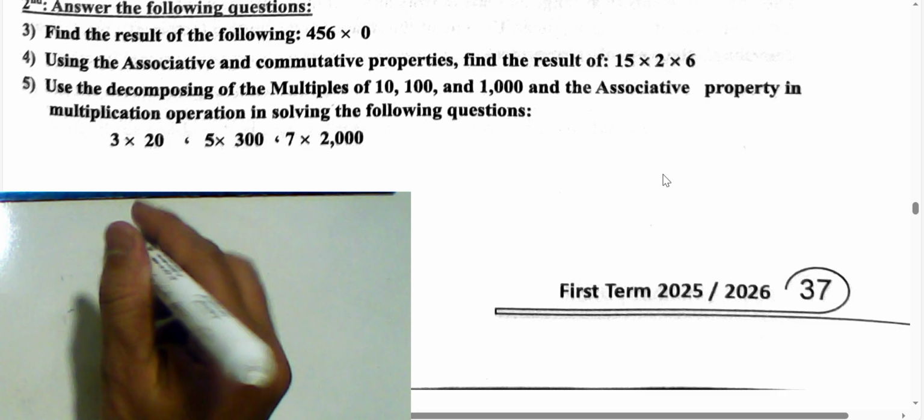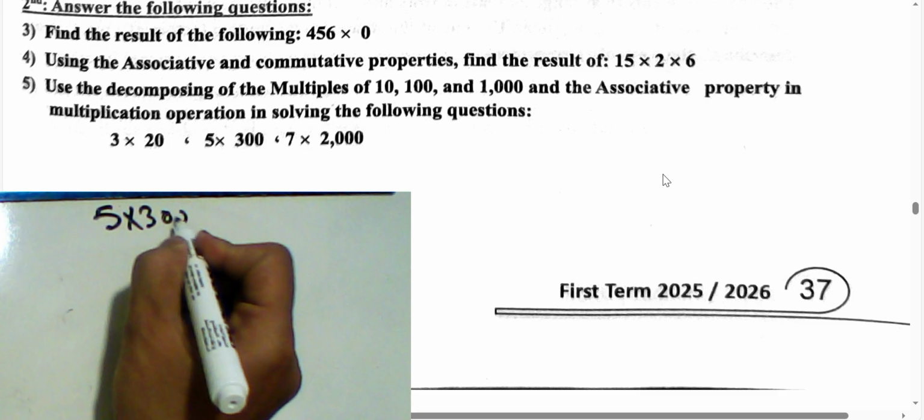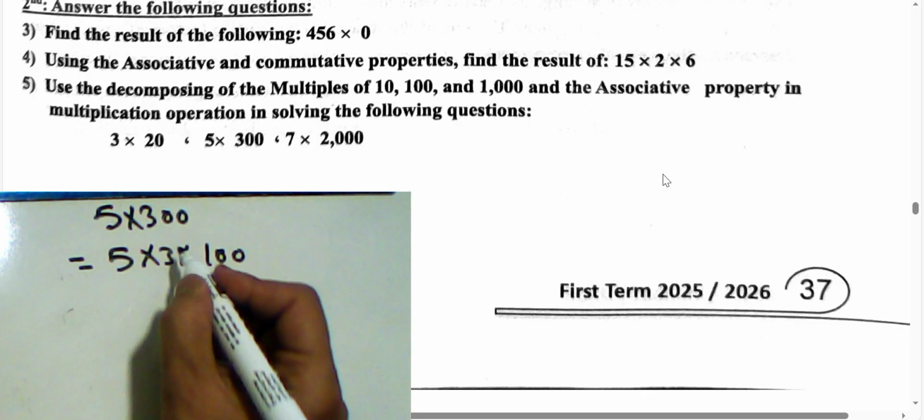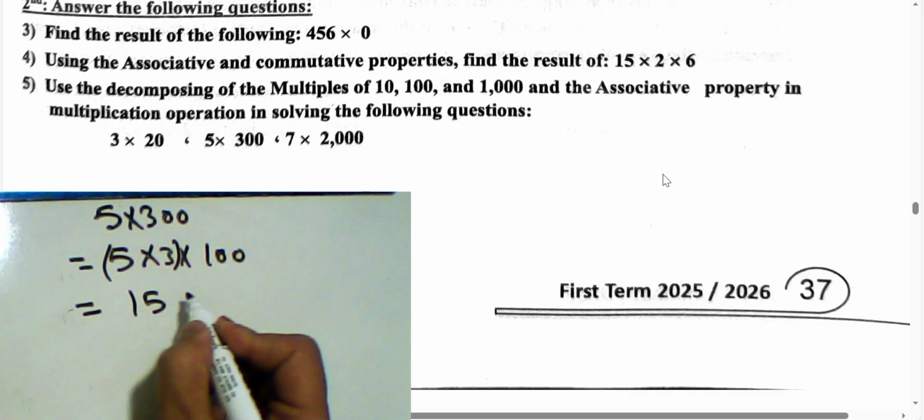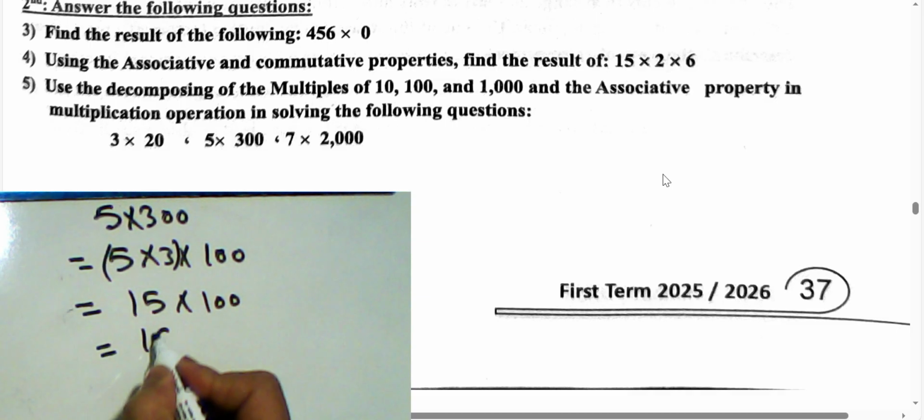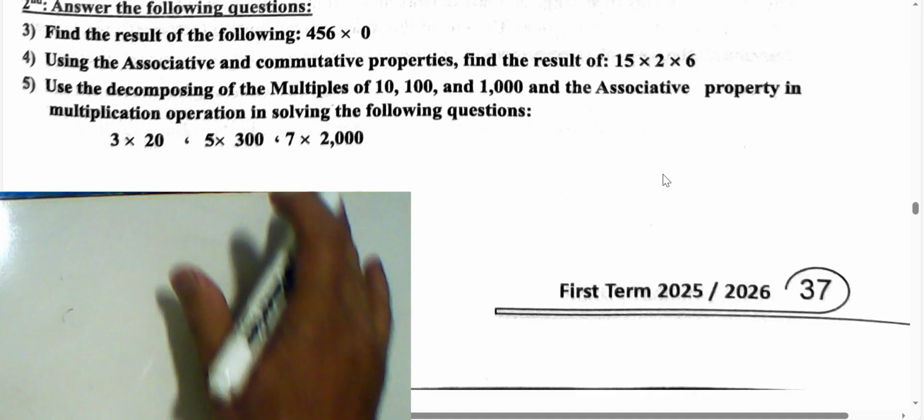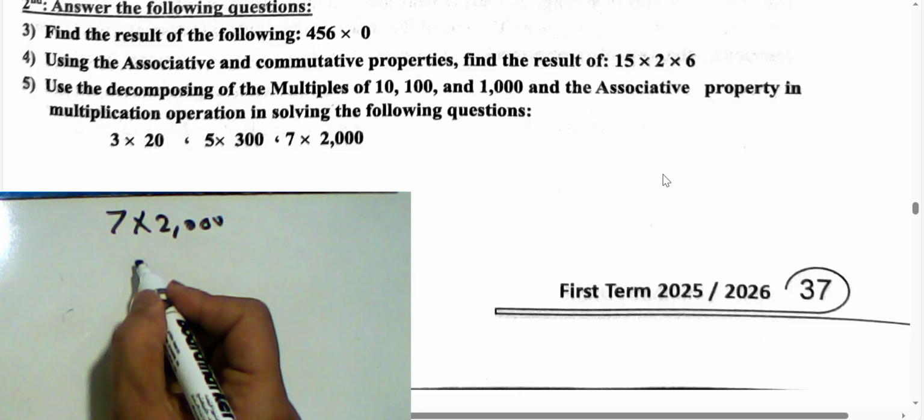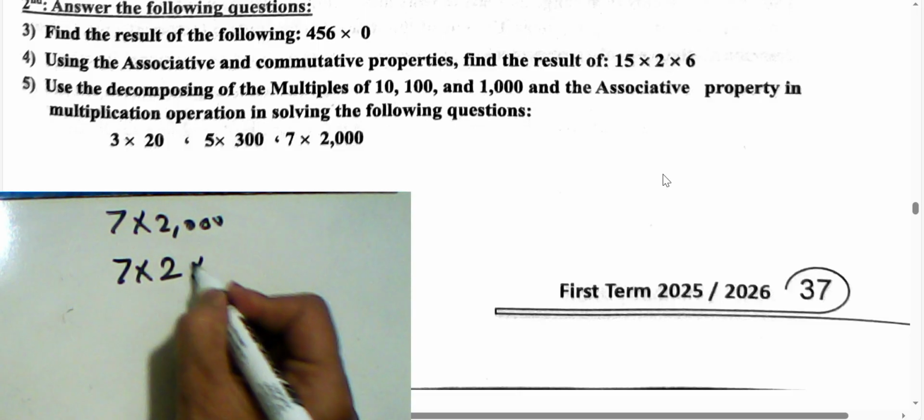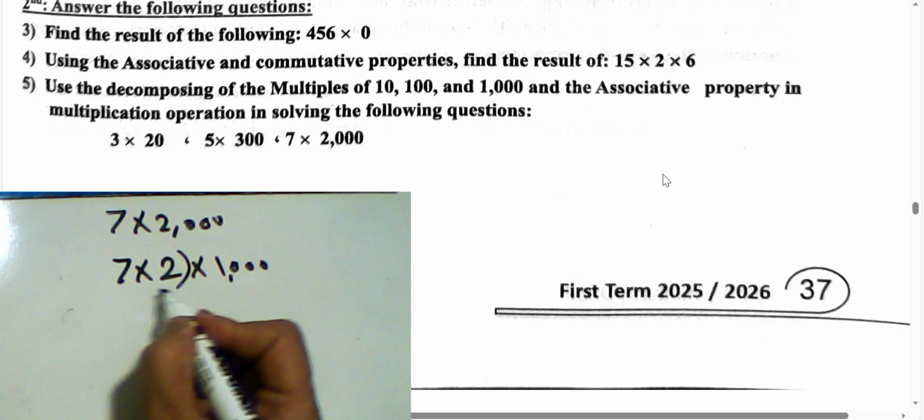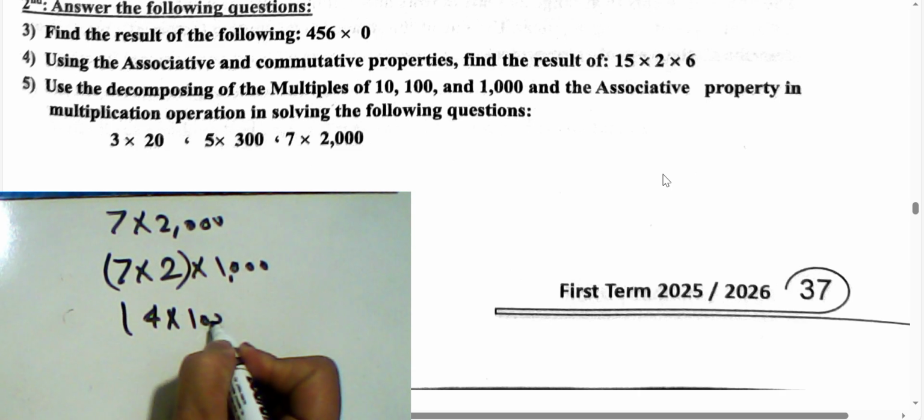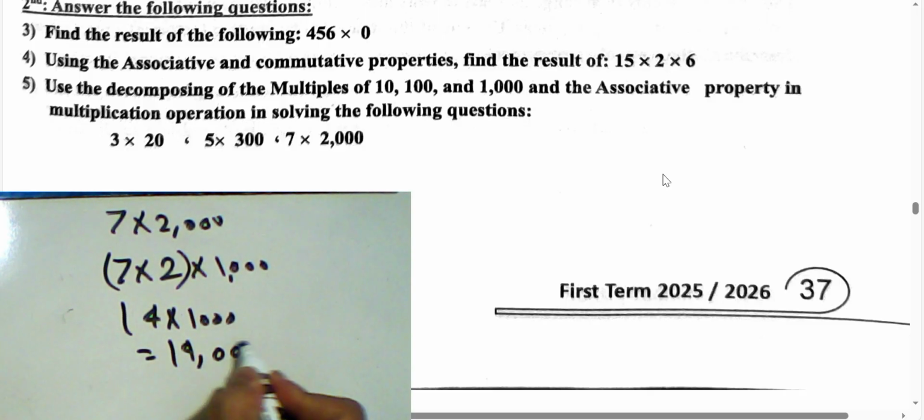What about 5 times 300? Put 5 times 3 times 100. Put brackets: 5 times 3 is 15. 15 times 100: write 15 and double 0. Then the result will be 1500. Next question. 7 times 2000. We can write 7 and 2000 equal 2 times 1000. Then put brackets using associative properties. 2 times 7 is 14. 14 times 1000 will be 14,000.